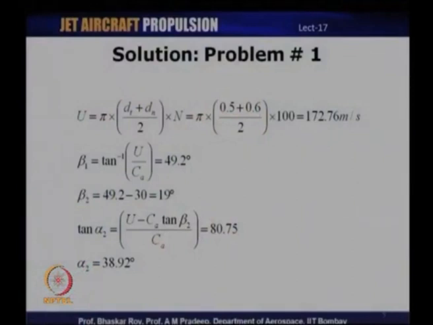Now, the first parameter to be calculated is the blade speed at the mean diameter. We have been given the tip diameter and the root diameter, so based on that we can find the blade speed. Blade speed u is pi times the mean diameter, that is the tip diameter plus the hub diameter divided by 2, multiplied by N, which is the speed given in revolutions per second here. So, we get pi times the tip and root diameters divided by 2, into 100 revolutions per second. If you calculate that, we should be able to get the blade speed at the mean diameter as 172.76 meters per second.